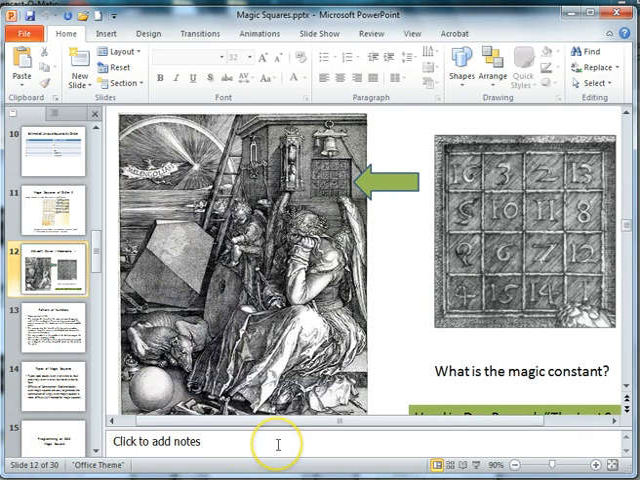I'll give you a minute to figure it out. All right, so hopefully you've stopped the video and taken a couple of minutes to look at this magic square and figure out the constant, which happens to be 34. If you go across, 16, 3, 2, and 13 are 34. Also 13, 8, 12, and 1 are 34. And 16, 10, 7, and 1 are 34.